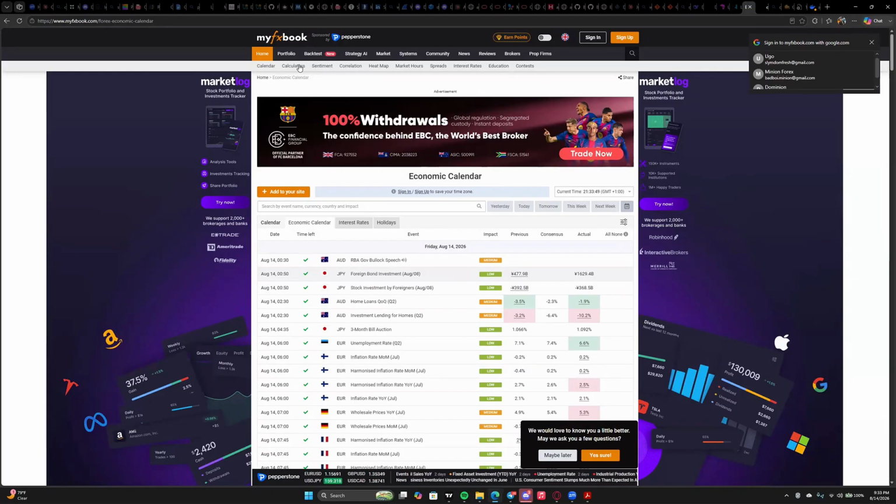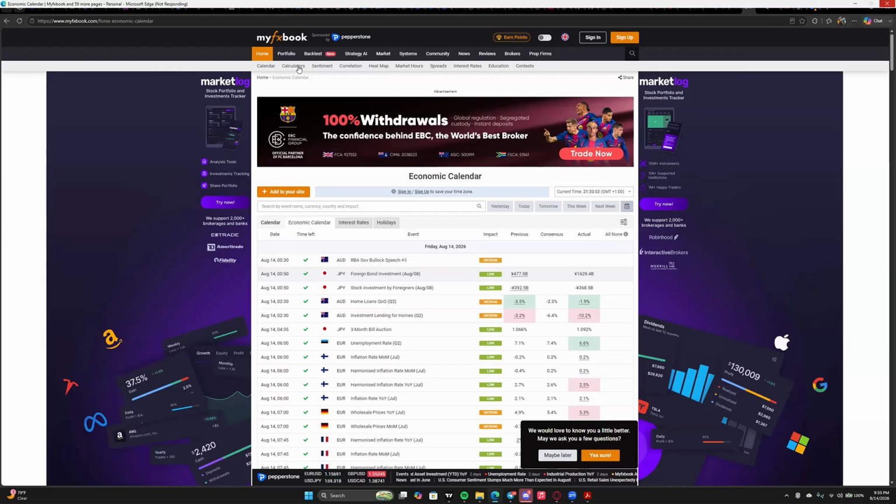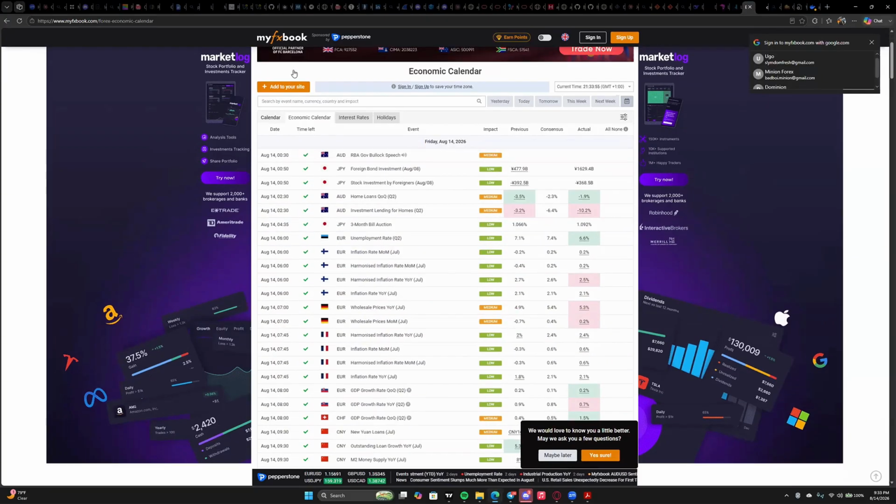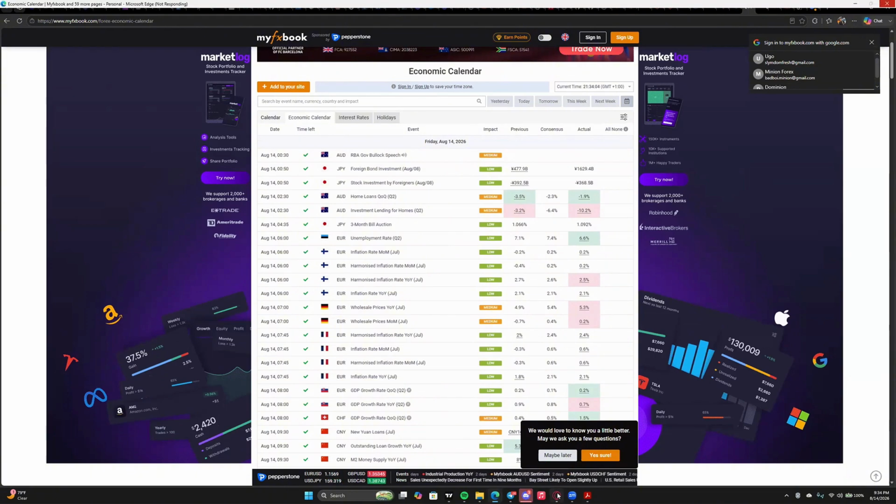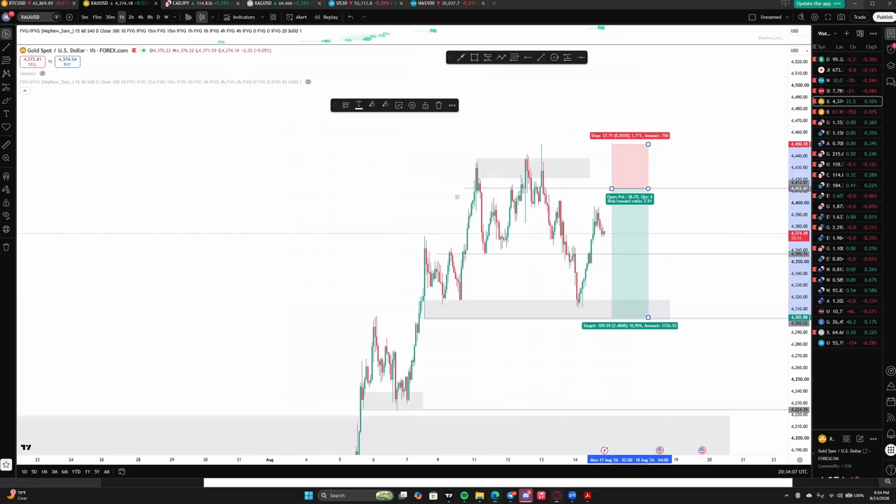Now also for calculating your lot sizes, you have to come to where we call calculator. Sorry, my PC is hanging. I don't know why my PC is hanging. I don't have time for this. Hold on.